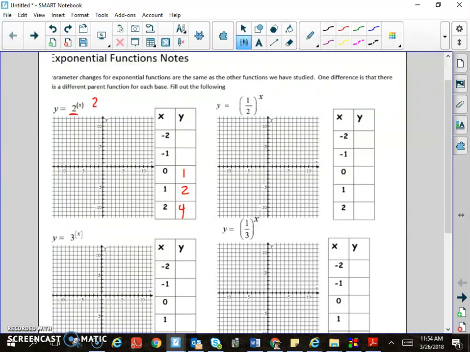So you do 2 to the negative first, which is the same thing as, anytime you have a negative exponent, you put it over 1. I'm sorry, 1 over 2 to the first, which simplifies to 1 over 2. So this is 1/2, which is just the reciprocal of this. And 2 to the negative 2 would be 1 over 2 squared, which is 1/4, just the reciprocal of that.